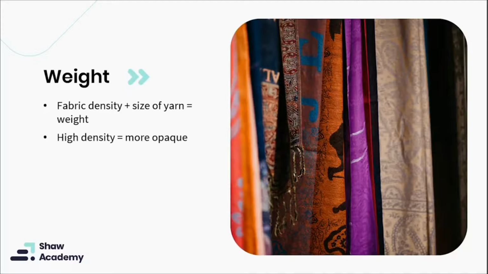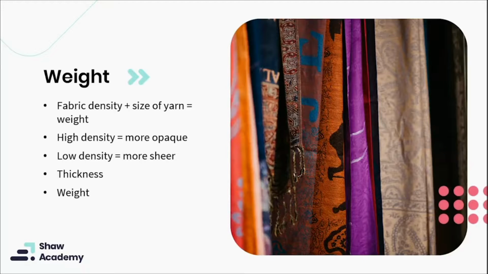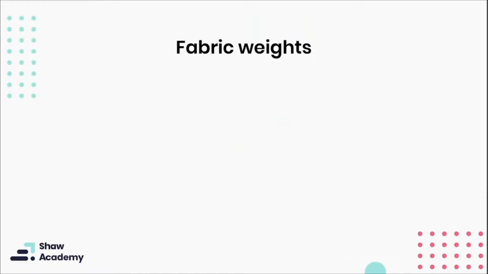Higher density fabrics have more yarn in a square inch or centimeter, making them more opaque. Lower density fabrics have fewer yarns in a square inch or centimeter, making them more sheer. So, in simpler words, it refers to the thickness, tightness, and weight of the fabric. And that is how we get the different fabric weights, light, medium, and heavy weight. Lower weights are more delicate and higher weights are more hard-wearing. Let's quickly look at the different weights.